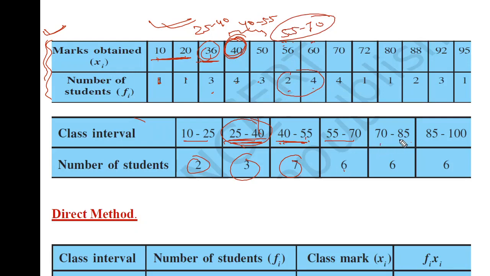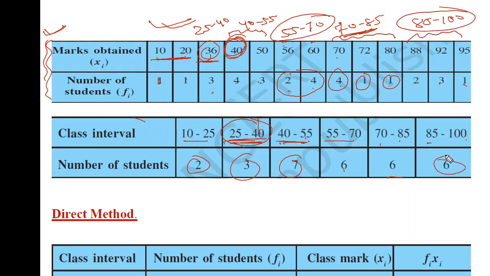Again 70 to 85. Here you see 70 will come in the class of 70 to 85. This one will come, then this one and this one. So these are the group of 70 to 85, so 4 plus 1 plus 1, that is 6. In the last, 85 to 100 is this range, so 2 plus 3 plus 1, that is 6. So we have converted this raw data into grouped data.